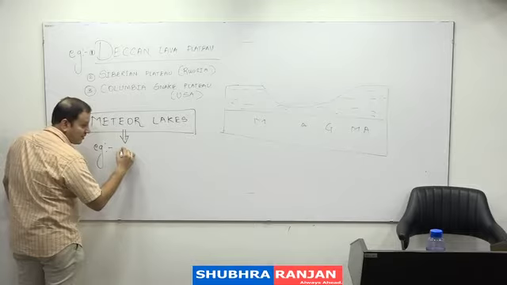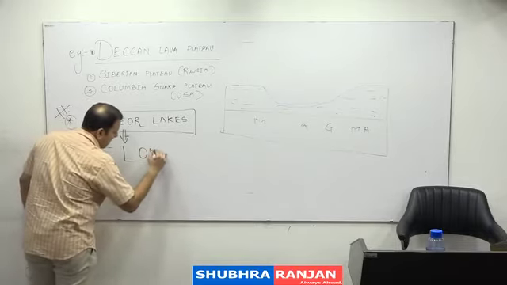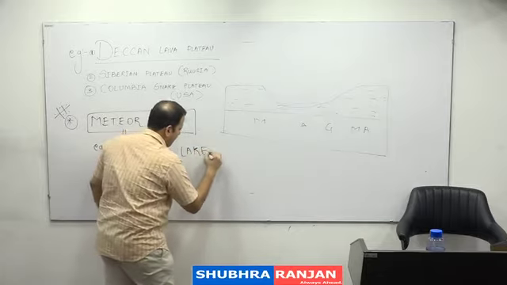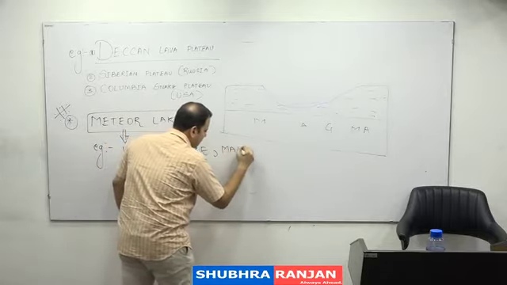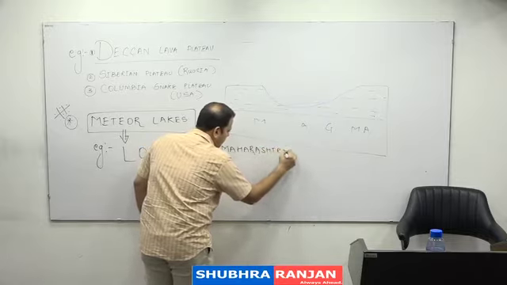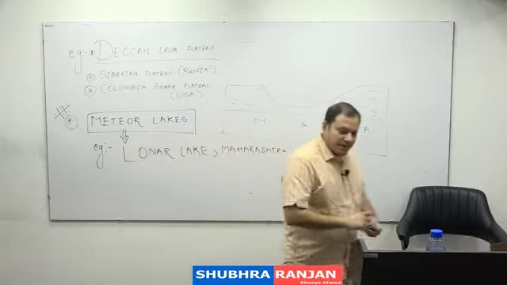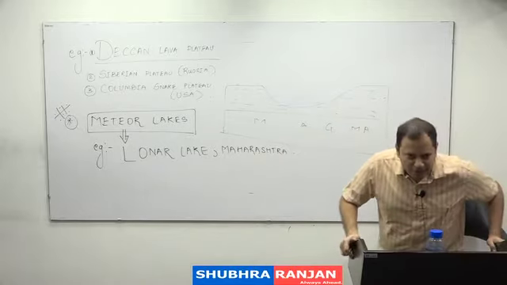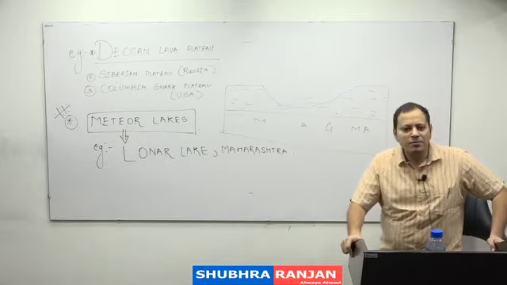which lake? Lonar, in the state of Maharashtra. In India there is only one lake which is an example of a lake that is formed due to the impact of meteors.